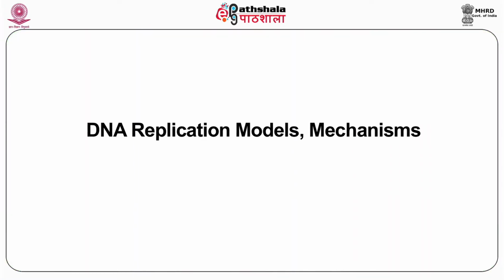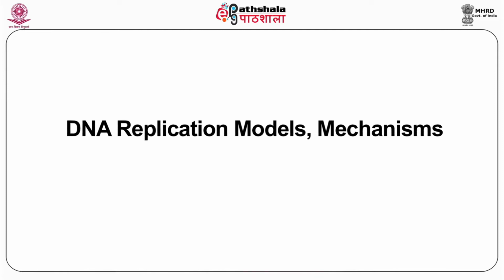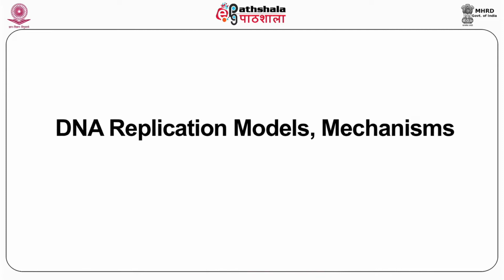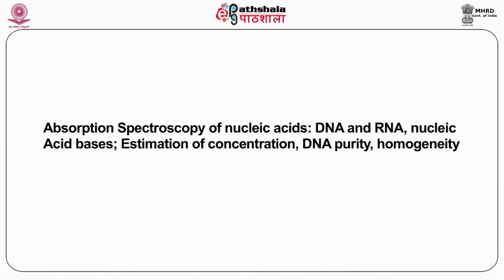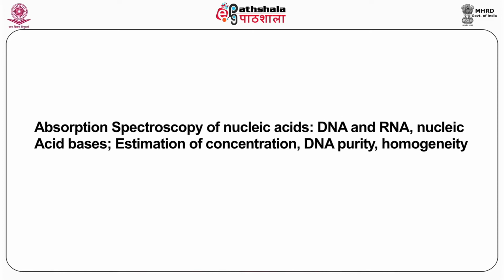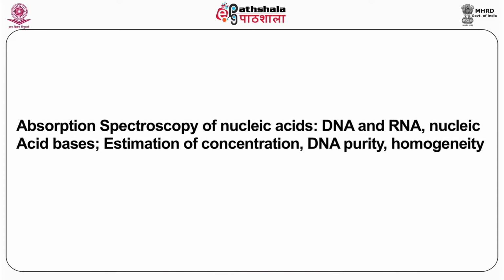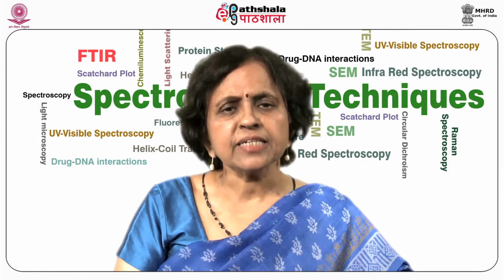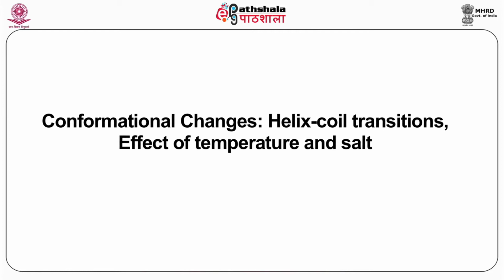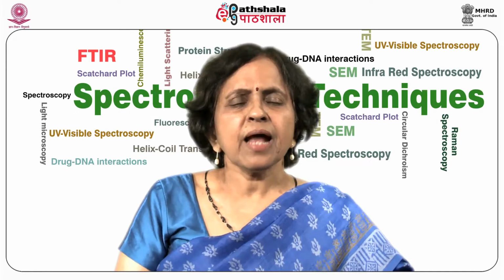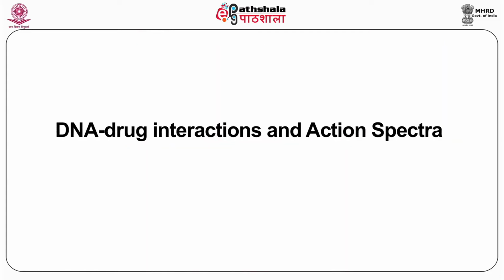The next chapter is on DNA replication. Before studying that, you have to understand the DNA structure, and then comes the application to understand DNA, RNA, then estimation of the concentration using 260 absorption, and also the purity of the DNA and RNA. The next chapter is of course on the helix-coil transitions. How do you determine the Tm, the melting temperature? Then after studying both molecules individually, you will study the DNA drug interactions.